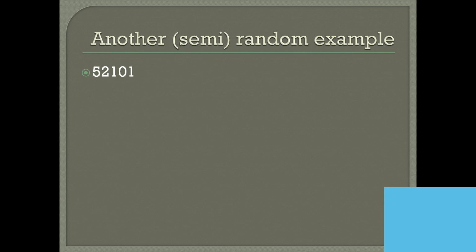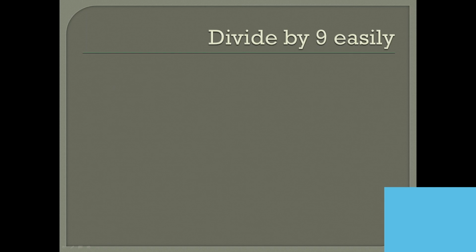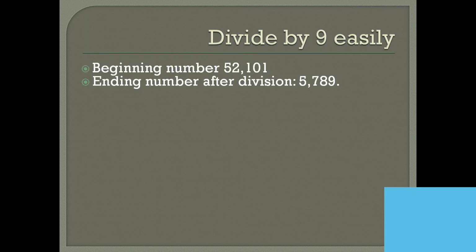So 52101, that's 52,101. And you can find out very quickly using a calculator that 52,101 divided by 9 is 5,789. While this is not the point of my current video, if you want to know a quick trick to how to divide numbers by 9, let's look at this 52101 again. And look at the answer we got, 5789.